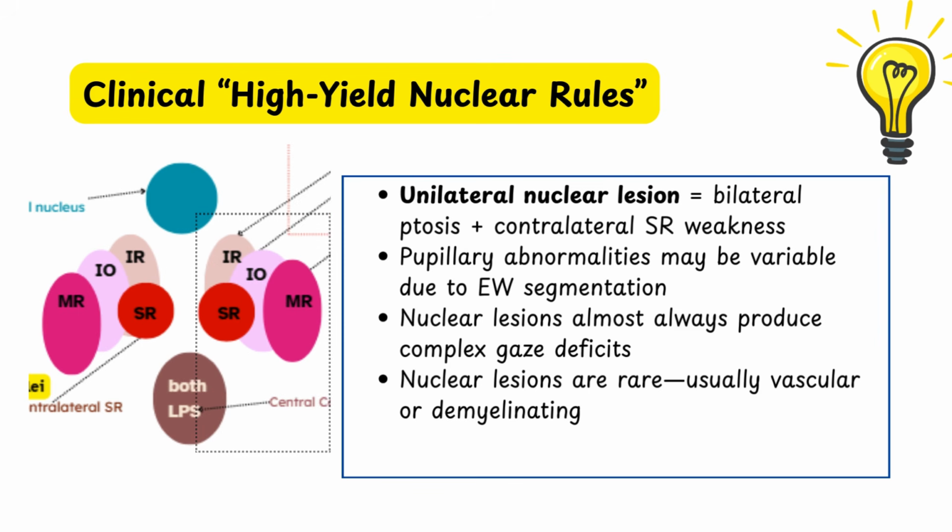The pupillary findings, however, may vary in nuclear complex disorders because the Edinger-Westphal nucleus may or may not be involved. Also, the nuclear lesions almost always produce a complex gaze deficit because of their involvement with the vertical gaze centers. These lesions are rare, and the common causes will include some vascular events or demyelinating disorders.